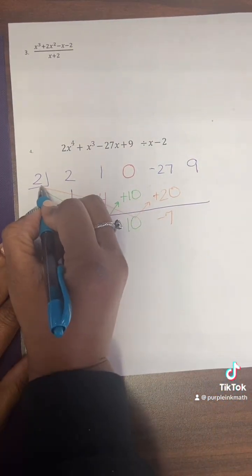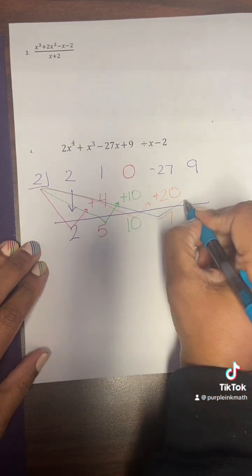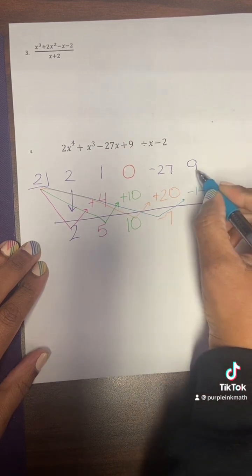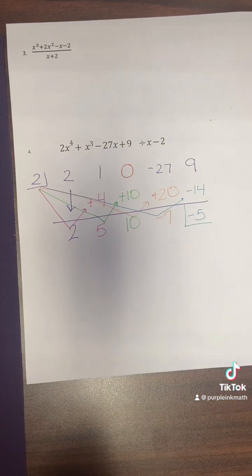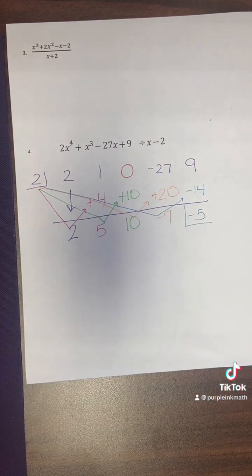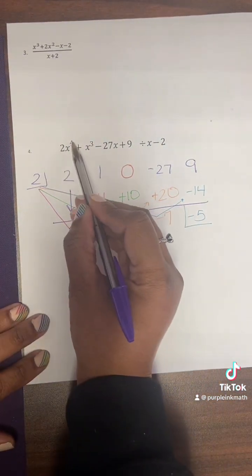And then a positive 2 times a negative 7 gives me a negative 14. 9 minus 14 is negative 5. That's my remainder. So now, again, I started with x to the 4th.